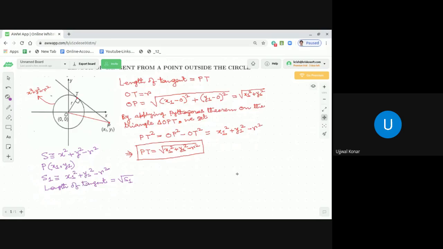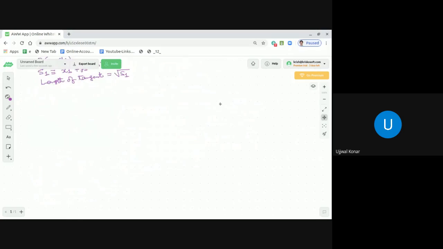Let us realize this by means of the general equation of a circle. Then it will be much more clear, dear students, okay? Now, let's move our discussion from the circle with center at origin to the general equation of a circle. You know, dear students, what is the general equation of a circle? It is x square plus y square plus 2gx plus 2fy plus c is equal to 0. Correct?